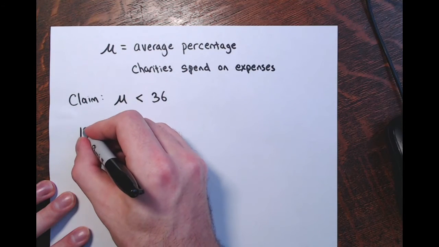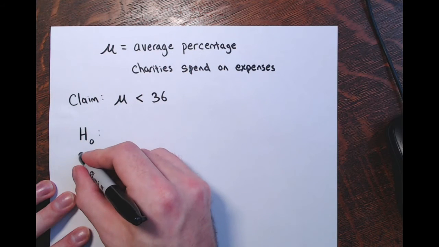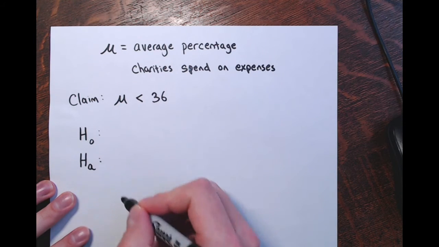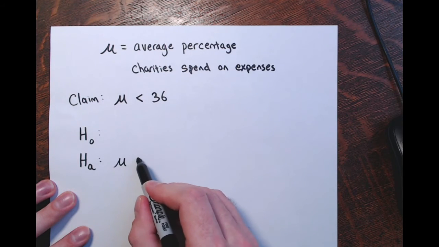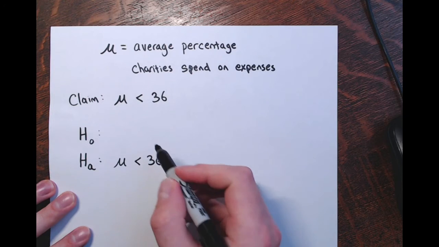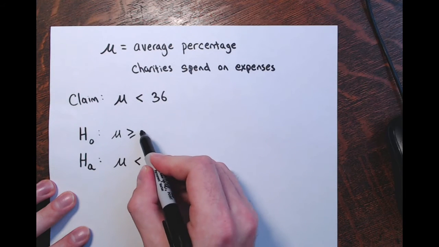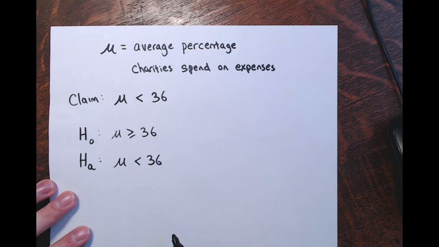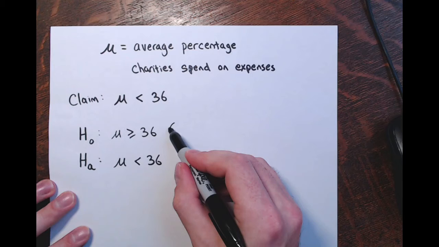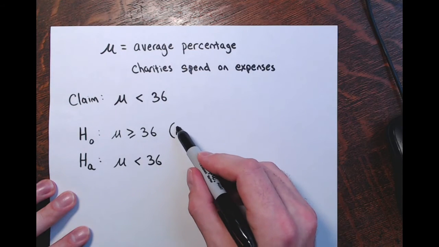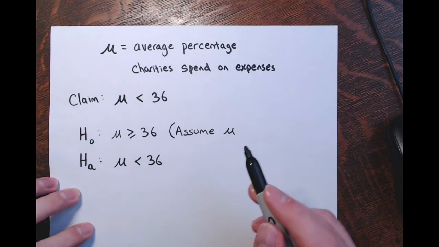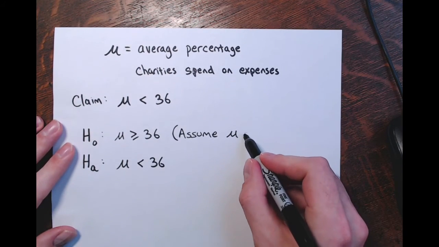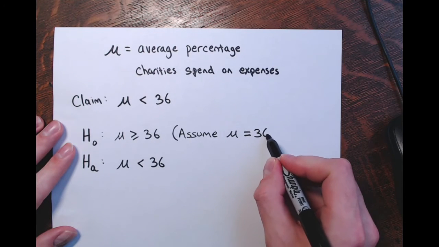So we're testing this statement, and then hypotheses are formed: H0, the null hypothesis, and the alternative hypothesis. This claim does not involve equality, so that's going to be in the alternative hypothesis. Then the null is the opposite of that: the mean is greater than or equal to 36% spent on expenses. But remember, we're only using the equal one. We assume equality. We're going to assume that the average percentage charities spend on expenses is 36%.